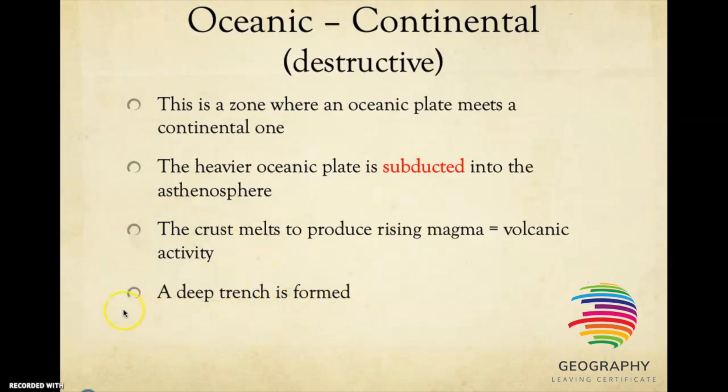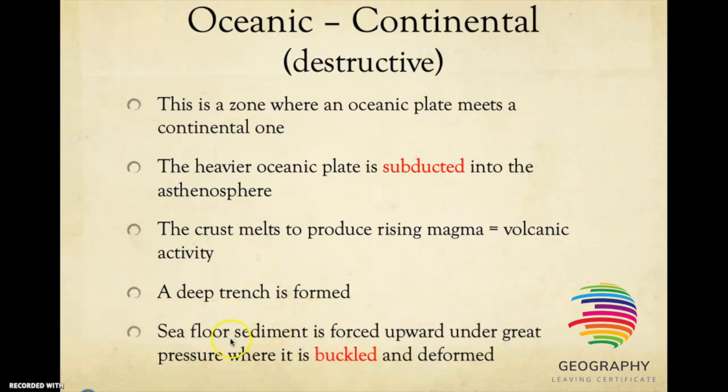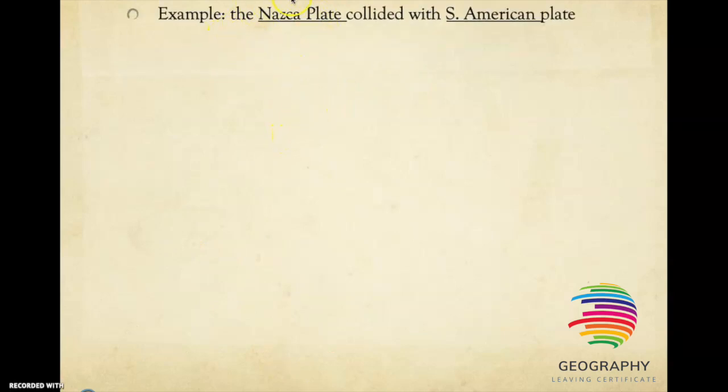Another deep trench tends to be formed, okay? And again, the seafloor is buckled up, so we have some folding, so some fold mountains, because of the oceanic plate colliding with the continental. Our example is when the Nazca plate collides with the South American plate.